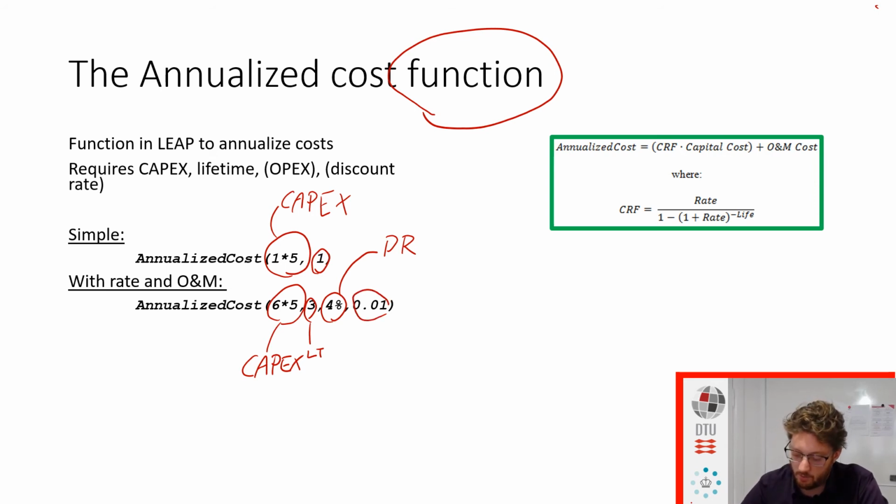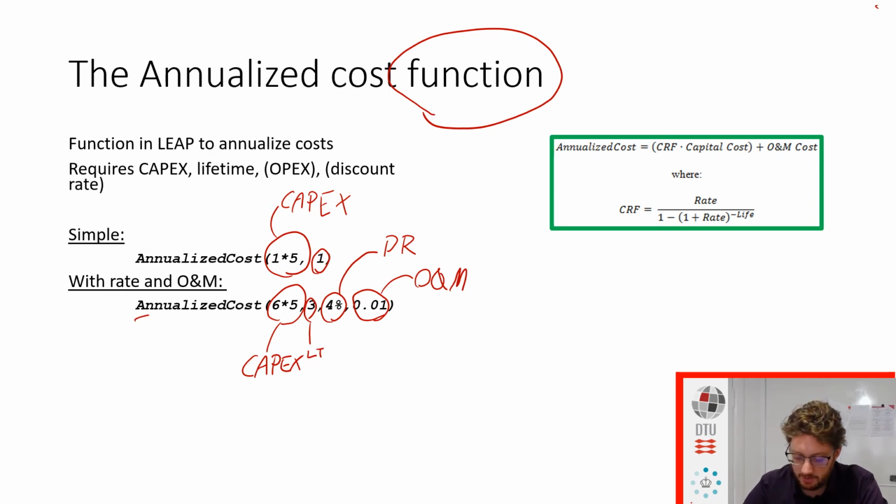And then what is the yearly O&M cost? So we also can put that in. That gets put on top every year of our annualized cost calculation, and then you can get some pretty realistic numbers for that.